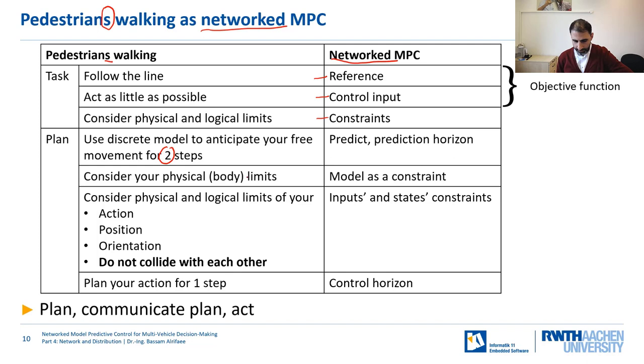Consider your physical, means body limits, model as constraint. Yeah, here it was about prediction and prediction horizon. And now consider physical and logical limits of your action, position, orientation as inputs and state constraints. Till now, it is the MPC. The new one, and this is the coupling between pedestrians, and this is the network: don't collide with each other. This is the only condition here in this example. We tell the pedestrians, just don't collide with each other.